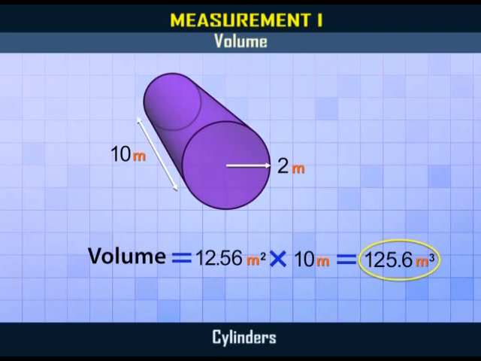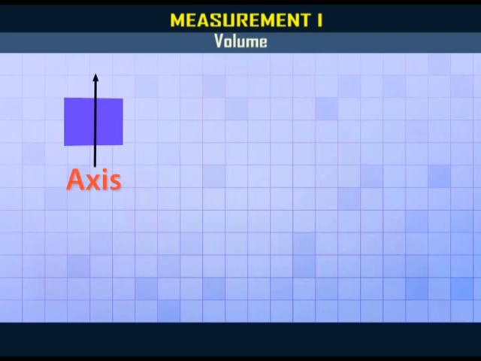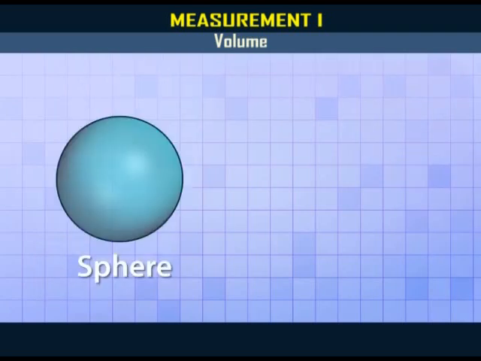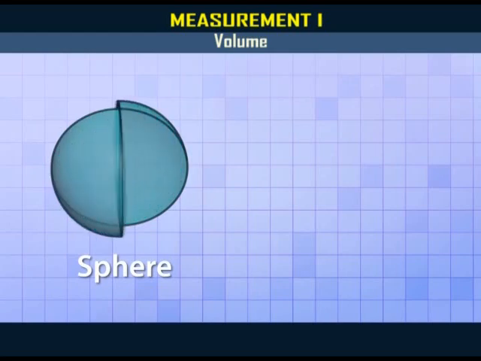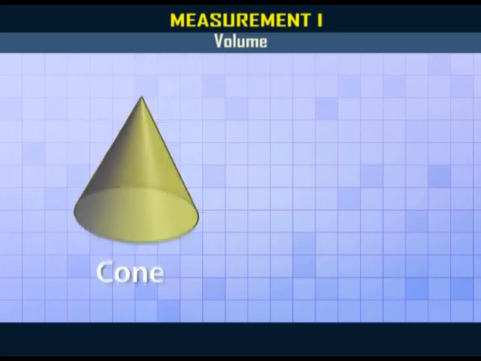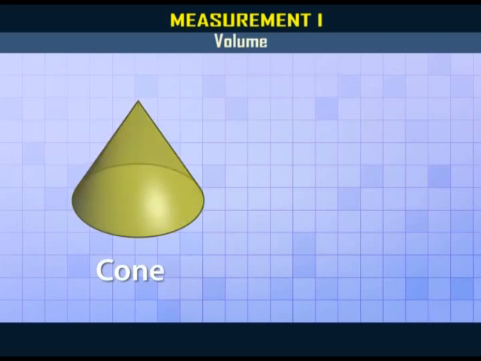However, not all three-dimensional shapes are made by extending a two-dimensional shape along the third dimension. Some are made by rotating the shape around its axis, like this sphere. One way to form a sphere is to rotate a two-dimensional circle along one of its diameter lines. Another three-dimensional shape formed by rotating a two-dimensional shape around an axis is a cone. A cone can be formed by rotating a right triangle around one of its two perpendicular edges.